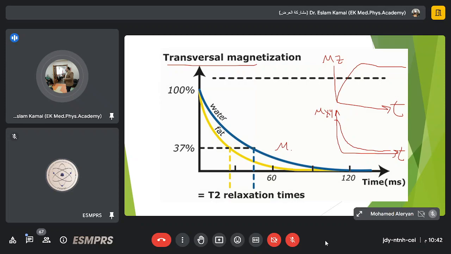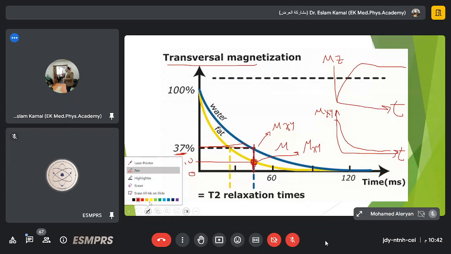So now, if you receive a signal from MXY for fat and water, which one is bright, which one is dark? Water, bright. Perfect. Fat, less bright, dark. Okay, so this is the T2 weighted image.